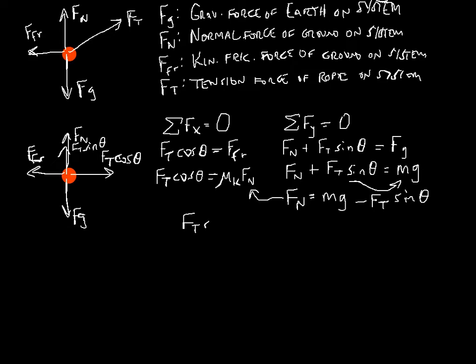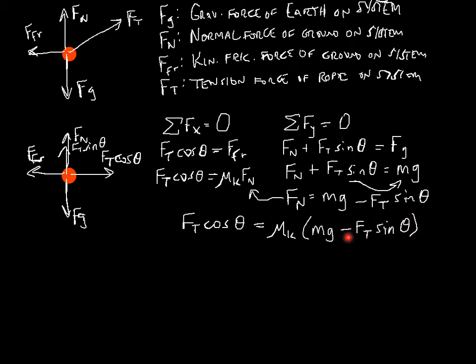So what we're left with is Ft cosine of theta equals mu k, and in place of that Fn, I'm going to write this equation, mg minus Ft times the sine of theta. So in this equation, we don't know Ft, that's what we're asked to find. We do know theta, that's one of the constants we can use. We do know mu k, we know m, g is a fundamental constant, and there's the Ft again that we're looking for, and again we know theta.